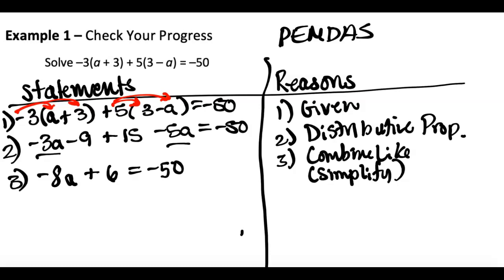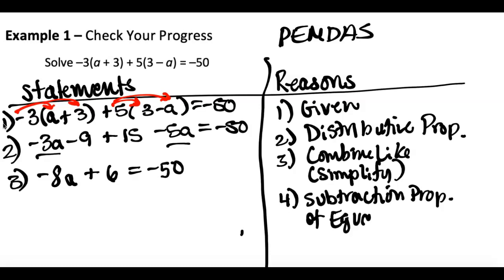Alright, so the next step we're solving for a, so we need to get rid of the plus 6. To do that, we are going to use our subtraction property of equality. And we're going to subtract 6 from both sides. And then we're going to write what we get. So we get negative 8a is equal to negative 56.